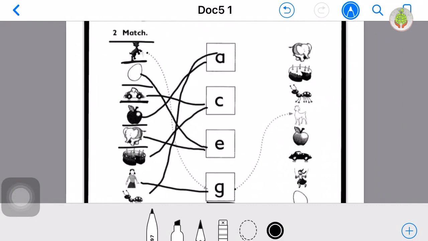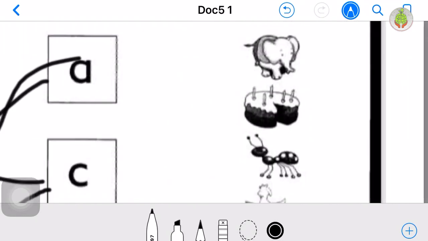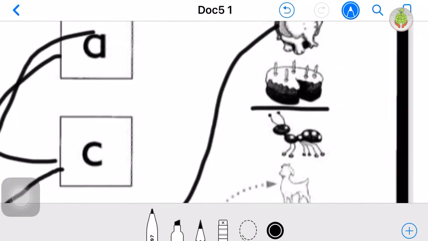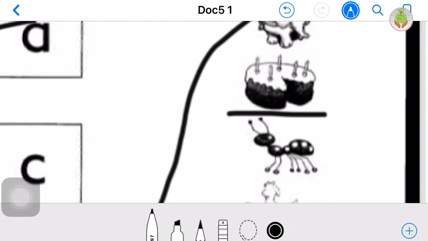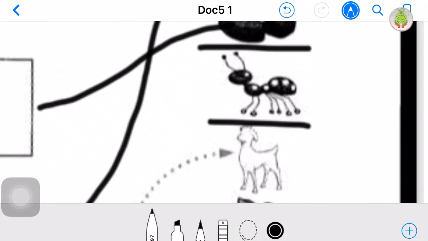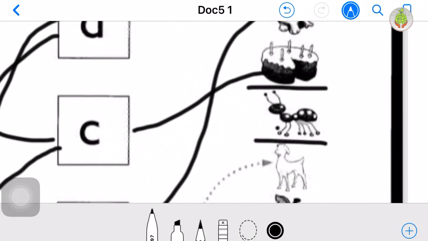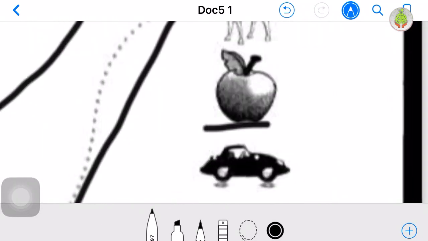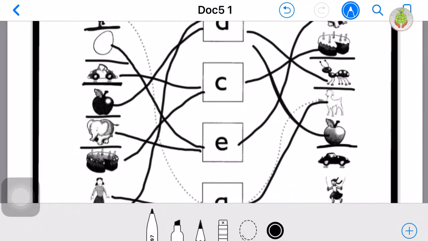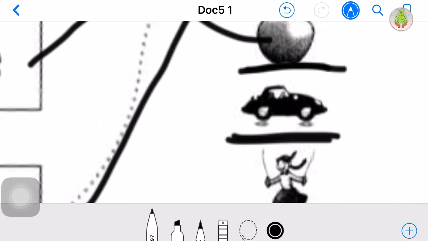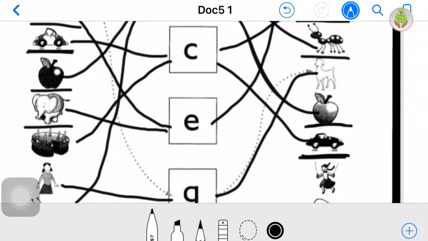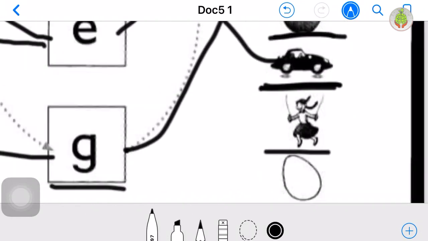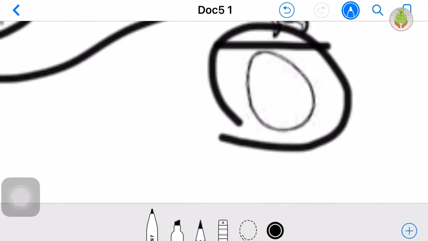Okay, let's draw a line to the A. Let's try to do the next. We have elephant. A, a, elephant. What's this? It's a cake. K, k, cake. And this, it's an ant. Here we have goat, g, g, goat. Apple. K, k, core, this is a core. What's this? Yes, it's a girl, g, g. Finally, here we have an egg.